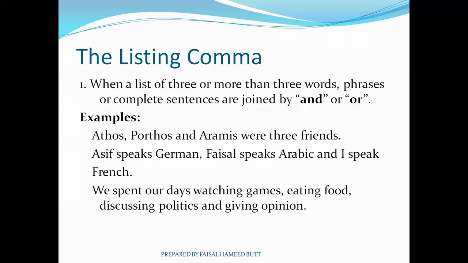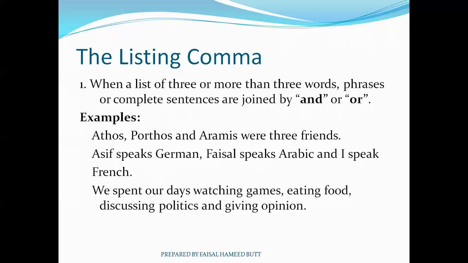Third example: we spent our days watching games, eating food, discussing politics, and giving opinion. So there are different phrases. Basically, it is: we spent our days, we watched games, we ate food, we discussed politics, we gave opinion. So we combined all those short sentences into phrases because all have the same subject. We omitted the subject, changed the past form of the verb into present form, and added ing. Clauses are changed into phrases, and then we have separated them with the help of comma. So we spent our days watching games, that is our first phrase, eating food, the second phrase, discussing politics is our third phrase, and giving opinion is the fourth phrase.